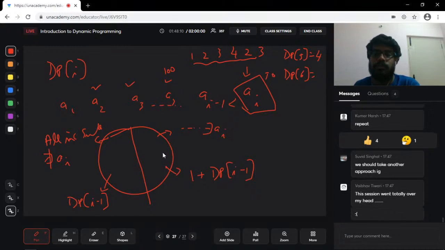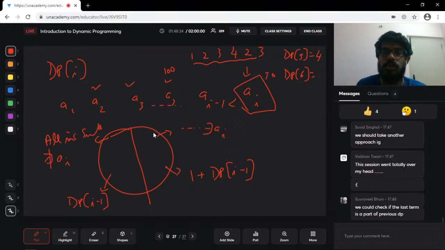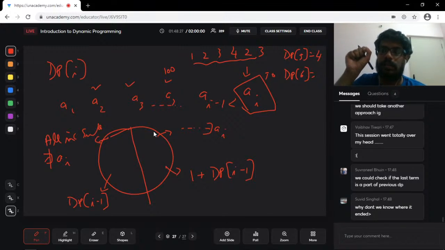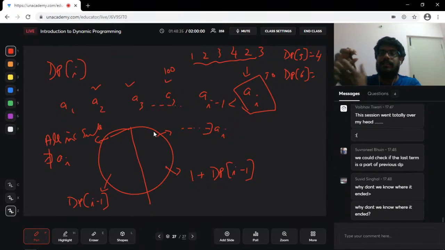And why aren't we able to find it? Because we don't know where the increasing subsequence ended, right? When I just consider DP of I minus 1, it could have ended wherever, and I have no idea about that, right? So that is the bottleneck. What we need to do now is tweak the definition of the DP to incorporate this bottleneck as part of the DP definition itself.